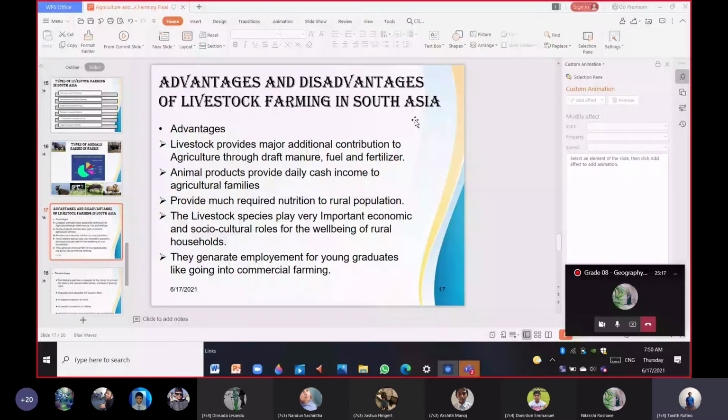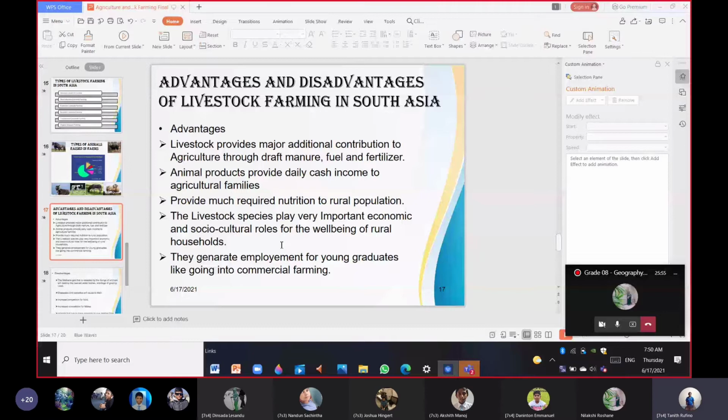As you know, they directly eat and drink the nutrients taken directly from the farms. Livestock species play very important economic and socio-cultural roles for the well-being of rural households. They generate employment for young graduates, like going into commercial farming. People also go into commercial farming.